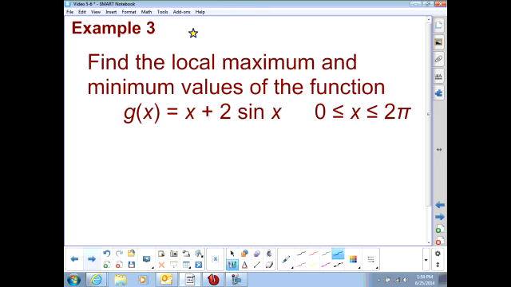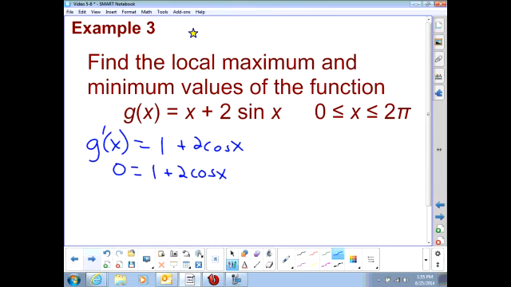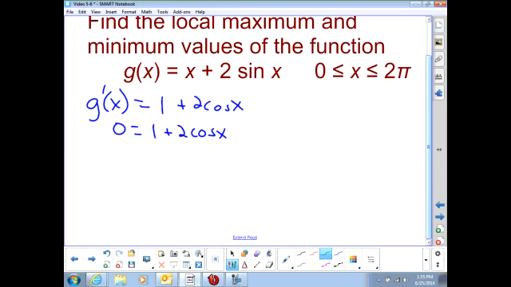We'll look at one last example. We'll see if we can find the local maxes and mins using our first derivative test for this function. We have worked with this function before when looking at absolute maxes and mins. We'll go ahead and take the derivative, which will give us 1 plus 2 cos x. We'll set that derivative equal to 0 to find the critical values. There are no values where this function will not exist because cos x is defined everywhere.